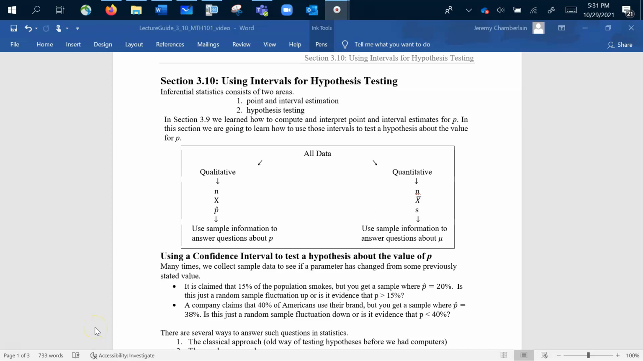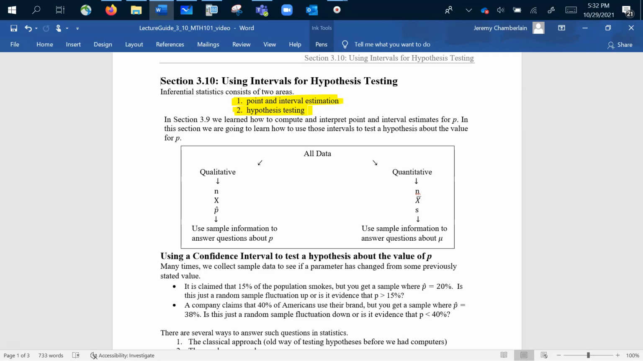Hello class, we're in section 3.10, using intervals for hypothesis testing. In inferential statistics there are two areas: point estimation and interval estimation for a population parameter, and hypothesis testing. Recall in section 3.9 we learned how to compute and interpret a point and interval estimate for the population proportion. The point estimate was just the sample proportion p-hat, and the confidence interval gave us an interval of numbers around our sample proportion.